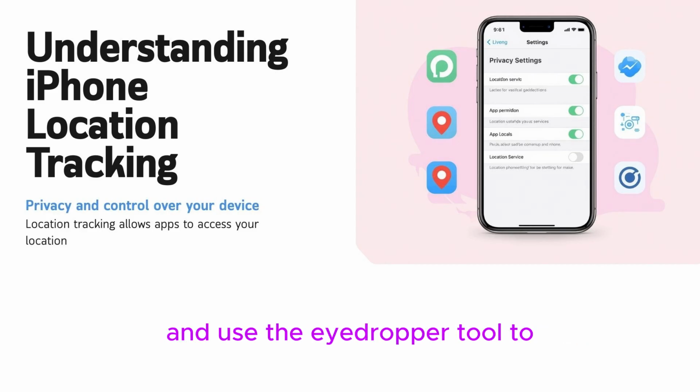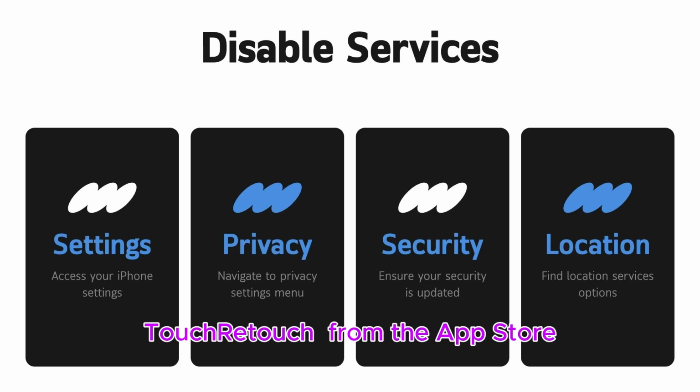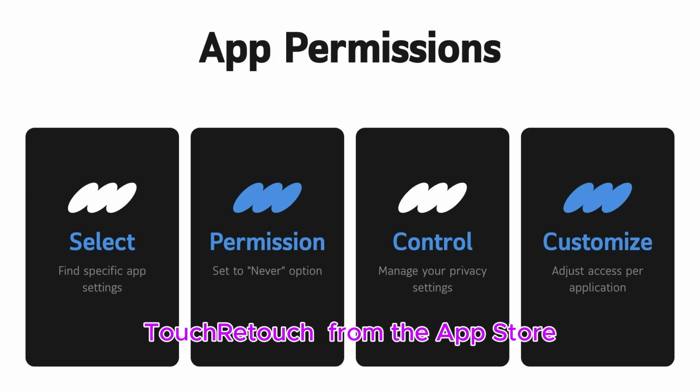Tap the color picker and use the eyedropper tool to sample a color from the background area right next to the person. This helps the shape blend in. Tap Done to save. For a better result, use a dedicated app like TouchRetouch from the App Store.